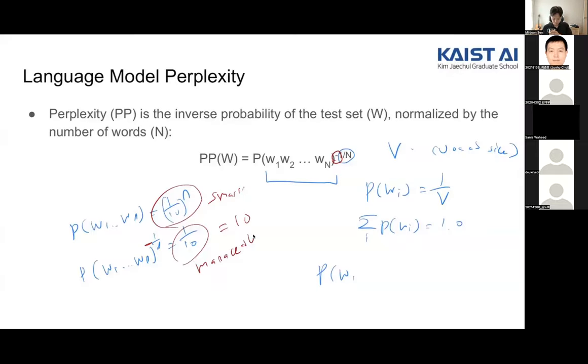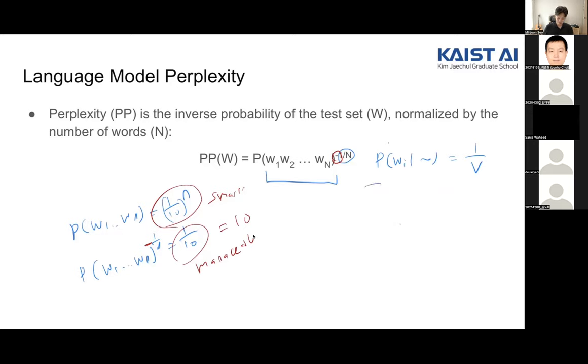Okay, so let me explain again. I was talking about a very naive model. Suppose that you just have P of w_i given whatever is always 1 over V. It's a very naive model, but you know that this is a valid probability distribution because the summation of this will be 1.0, right? Then with this model, what would be the perplexity of any test set of length n?